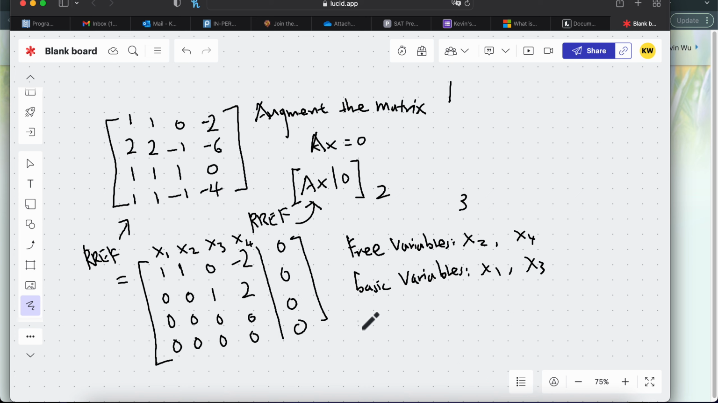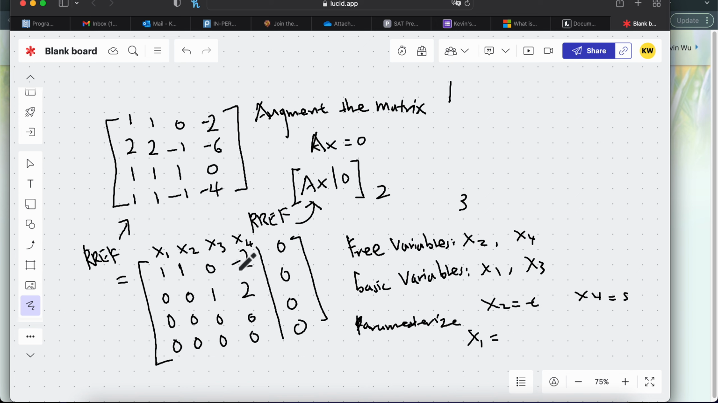So what we're going to be doing next is we are going to parameterize. We're going to set our parameters. So we let x2 equal t and x4 equal s. Now we're going to solve our basic variables in terms of our free variables. So x1 is now equal to 2s minus t.